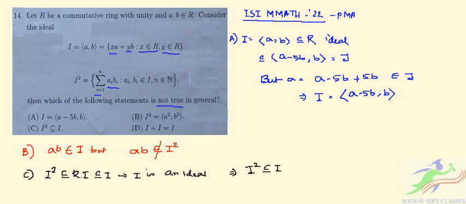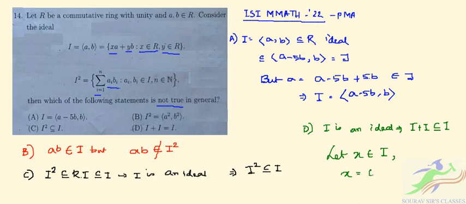Now check with the last option, that is option D. So in D we have I plus I is equal to I. So I is an ideal, that implies that I plus I is a subset of I. So let us take x as an element of I. Then x equal to 0 plus x, which is an element of I plus I. So we can say from here that I is a subset of I plus I, so it will be nothing but I equal to I plus I. So this option D is also true. So the incorrect option here is option B.